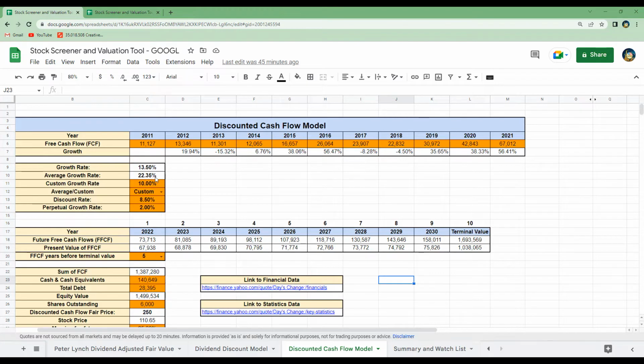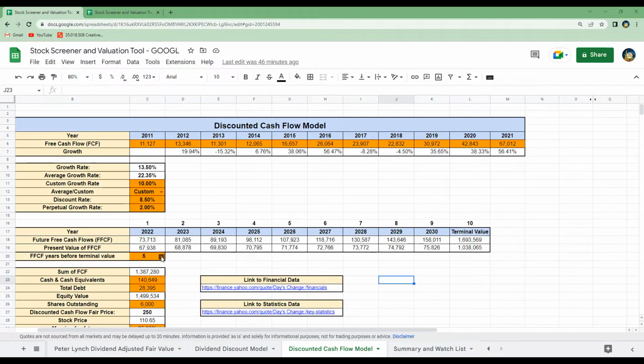But I think it's unrealistic to expect that Google can keep growing like that in the next years, and therefore I've added a custom growth rate of 10% for the future free cash flows. I have therefore set this option to custom to tell the spreadsheet to use the custom growth rate. And I've then added our discount rate of 8.5% and a perpetual growth rate of 2%.